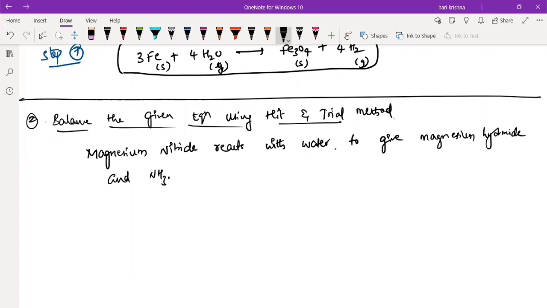Okay. Now, can any one of you tell me what is the formula for magnesium nitride? Mg3N2. Mistakenly, I have written the formula of ammonia itself directly. Mg3N2. Yes, sir. Mg3N2.